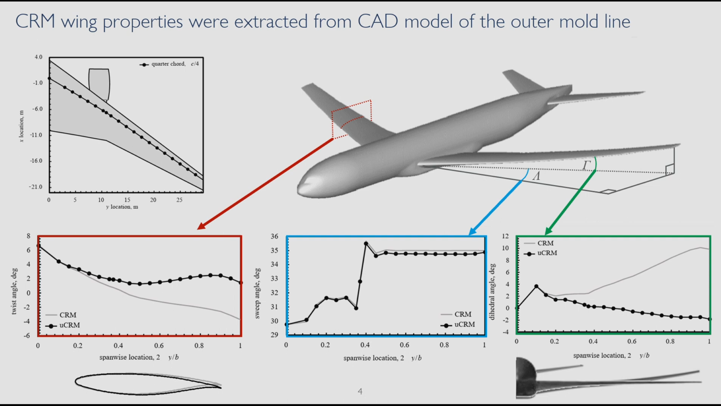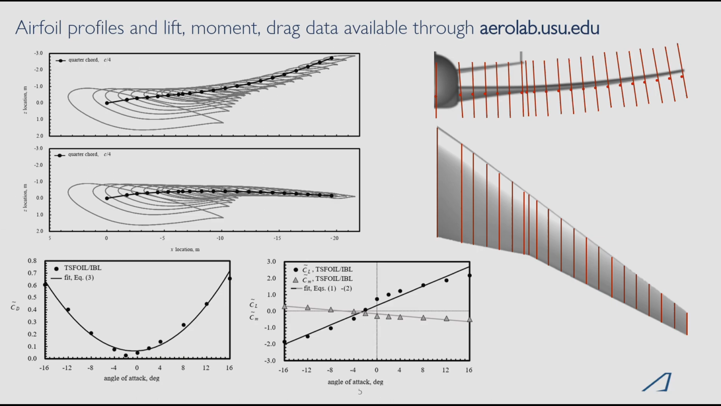So the wing properties were extracted from the CAD model, the outer mold line of the CRM and UCRM. These are shown here in these figures. What's shown is the chord, the twist, the sweep, and the dihedral angles. And you can see there's difference in the twist and dihedral angles between the CRM and the UCRM geometry. That's because the UCRM geometry is designed to represent the 0G loading condition, and when deflected or when loaded at a 1G cruise condition, it reproduces the original CRM geometry. So in its undeflected condition, it's different than the CRM geometry in these ways.